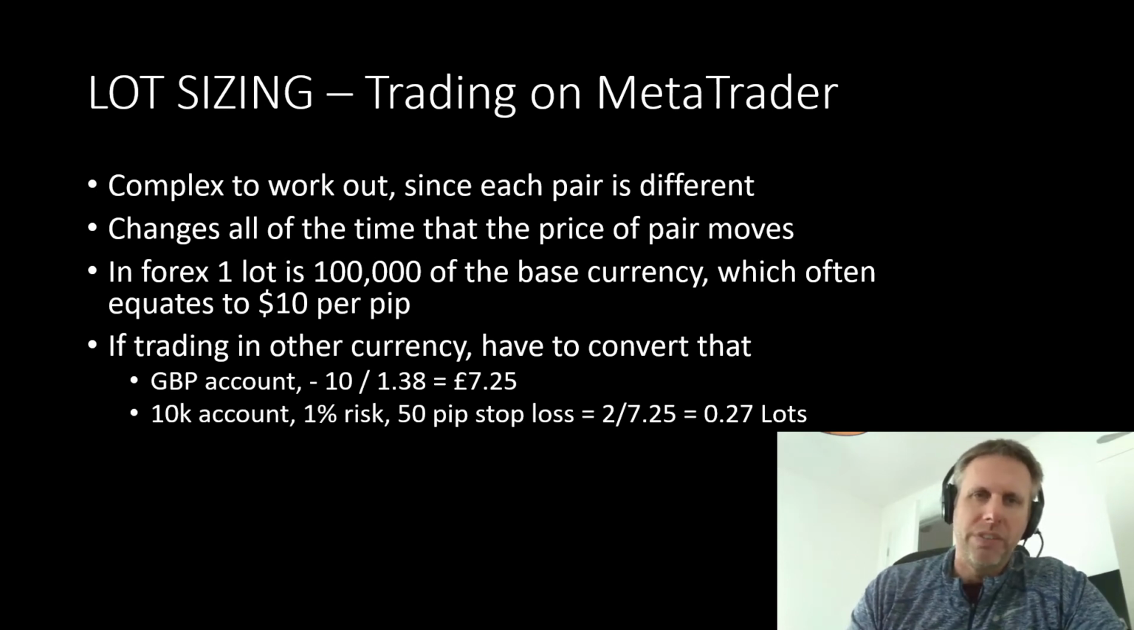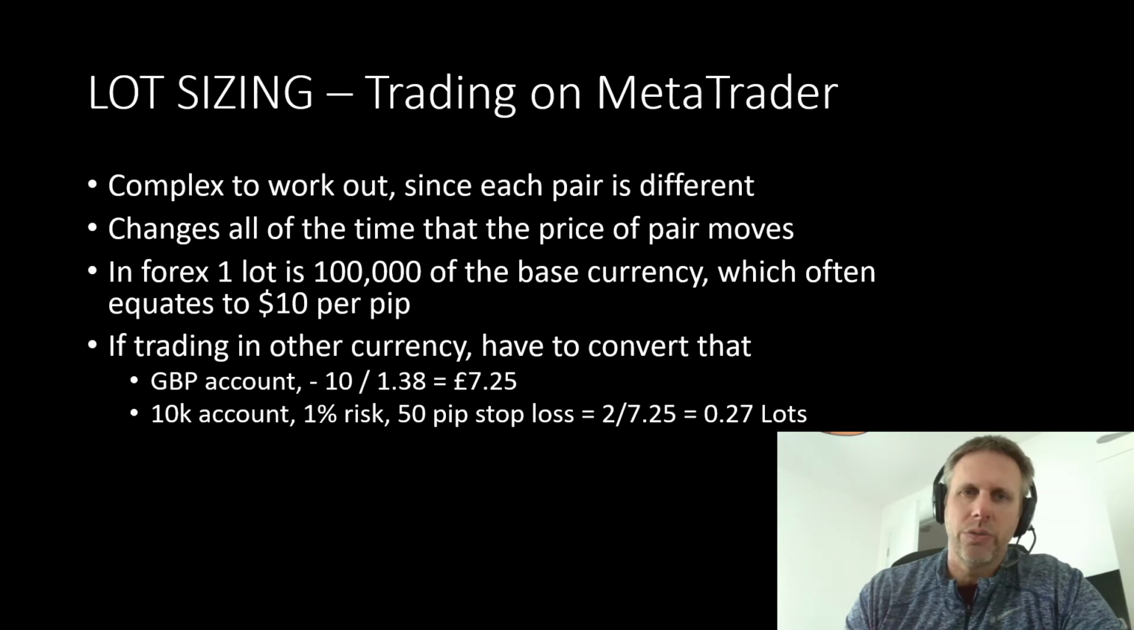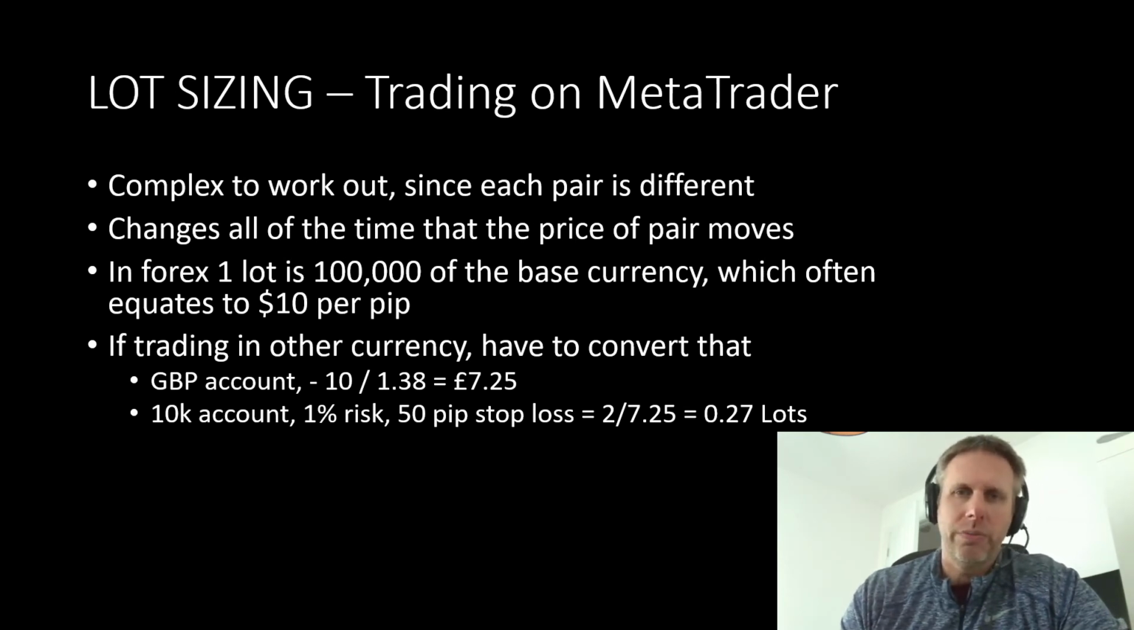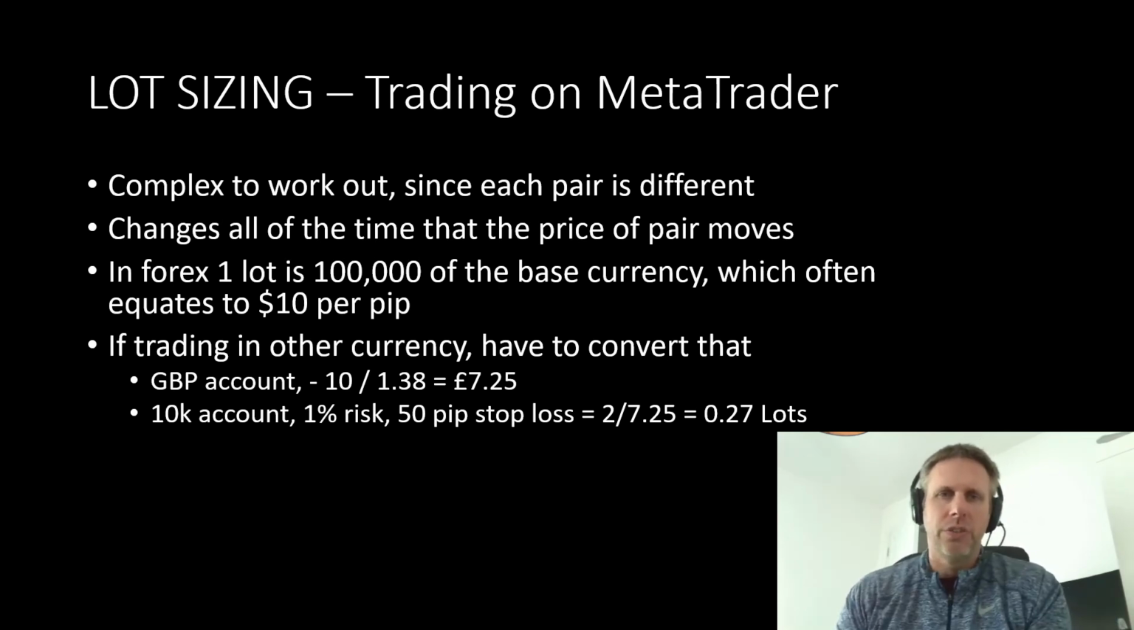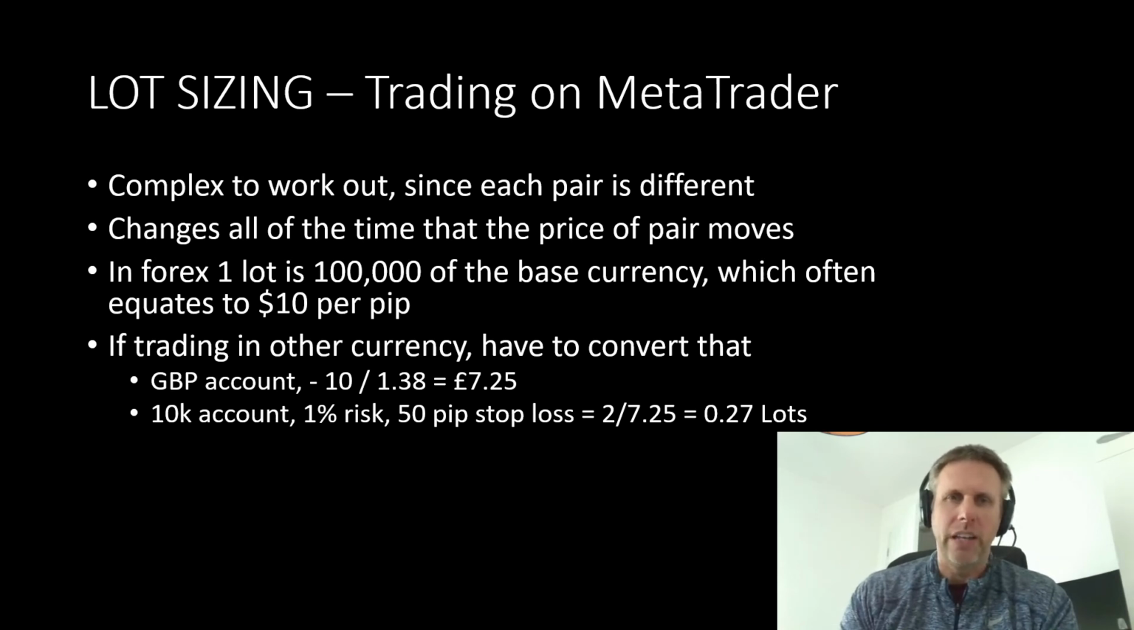So again, going our previous example, on a £10,000 account, risking 1% and a 50 pip stop loss, that is £2 per point. But converting that into lots, we then have to divide that by 7.25, and therefore we'll be trading at 0.27 lots. For me, that's one of the advantages of trading a very small number of currency pairs in MetaTrader. I know exactly what the lot value is at any particular time.